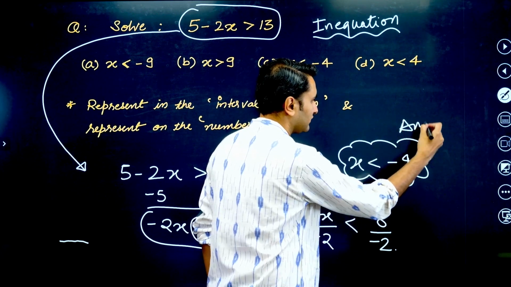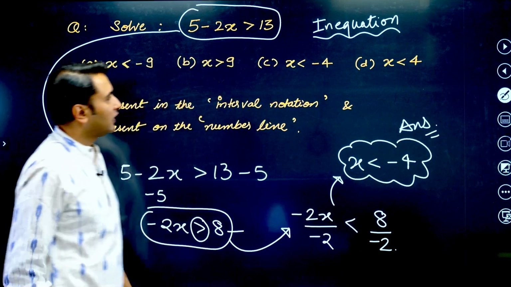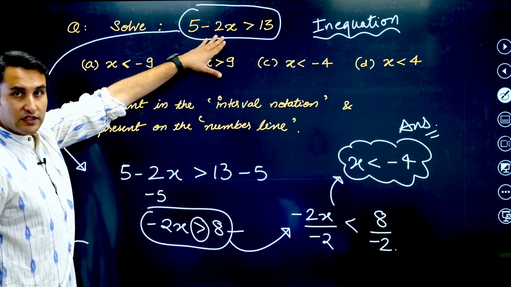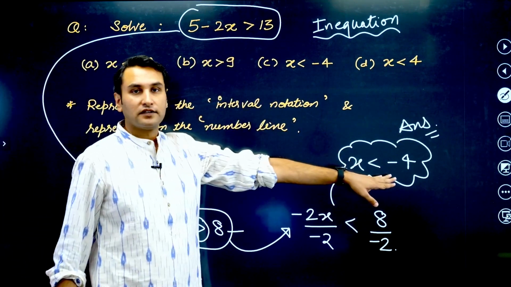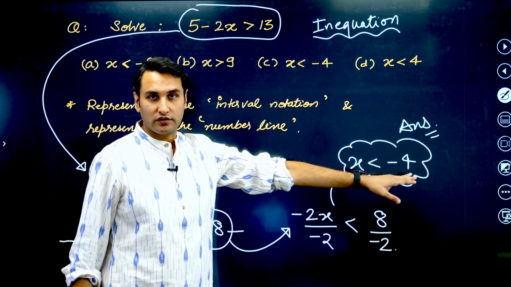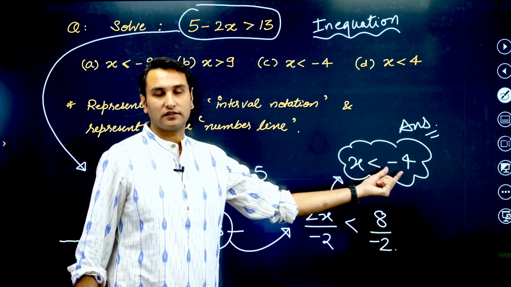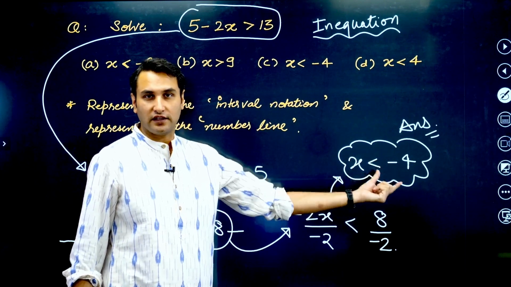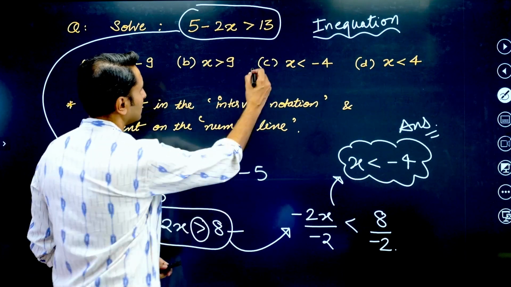This is your answer. This is your solution. So this inequality is satisfied when x belongs to all numbers less than minus 4. X less than minus 4. So what's the answer? C.